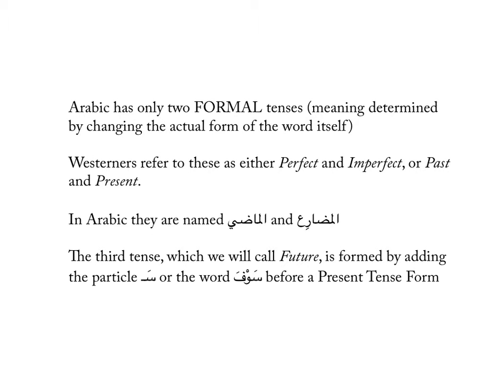They're either called perfect and imperfect, or past and present in English. In Arabic, you call them al-madi and al-mudari'. The third tense, which we call future, is formed by adding the particle sa, or the word saufa, to a present tense or imperfect form.